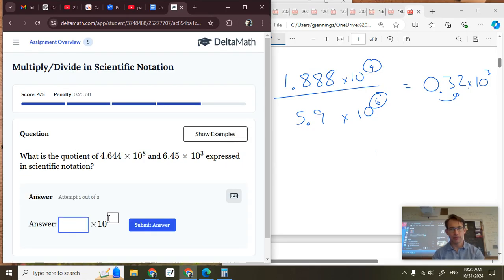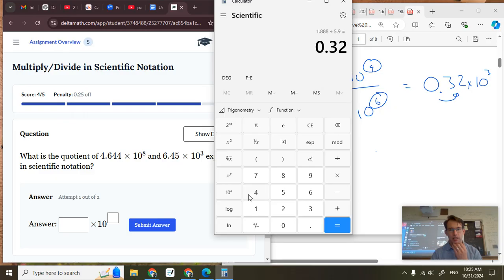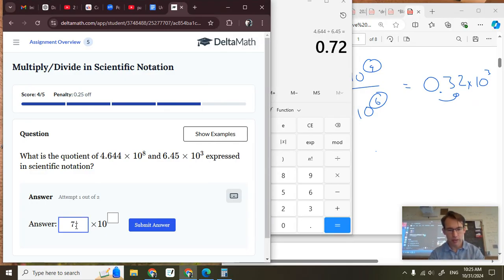Good. Last one. Okay, quotient. So I divide 4.644 divided by 6.45 equals 0.72, so we're going to be 7.2. And we subtract the exponents, so that's 5, but I borrowed 1 to rebigify my number, so that's 4.